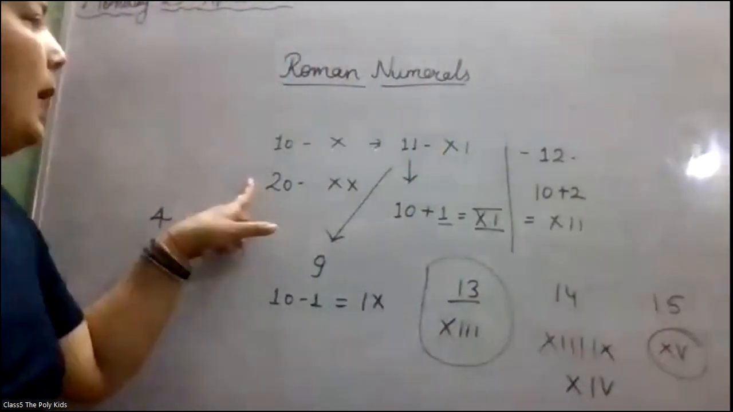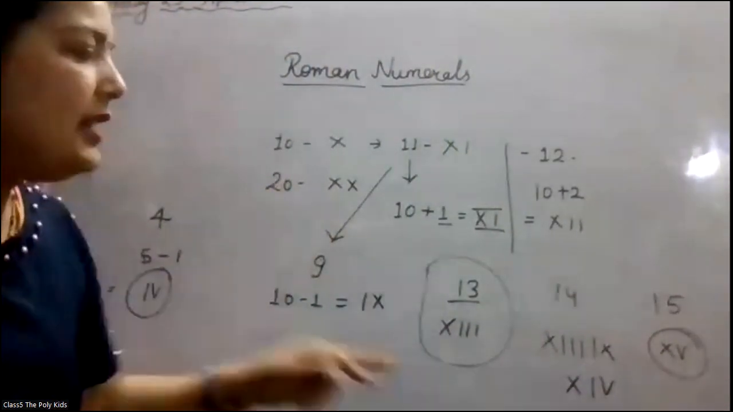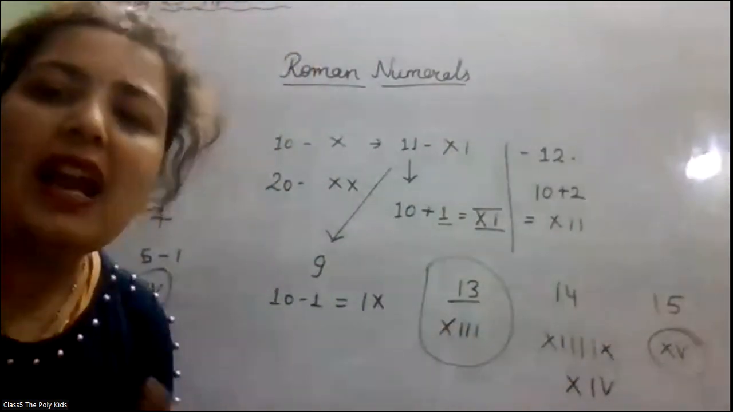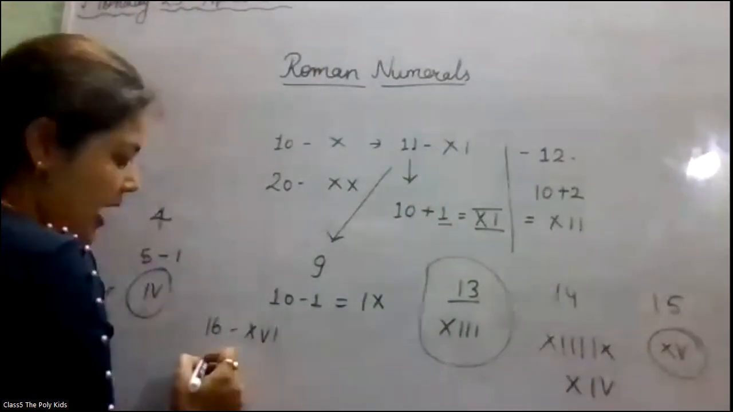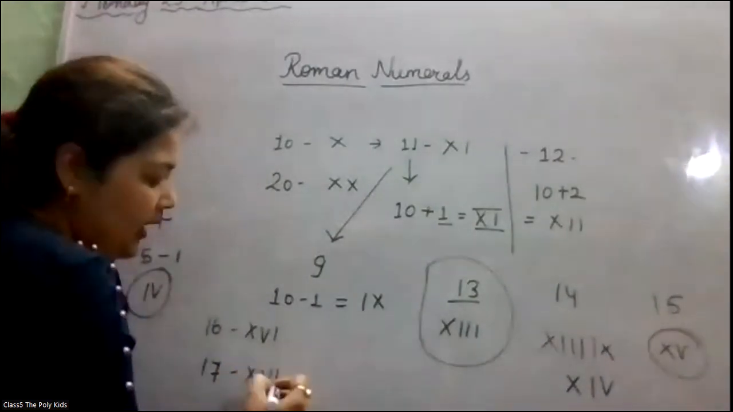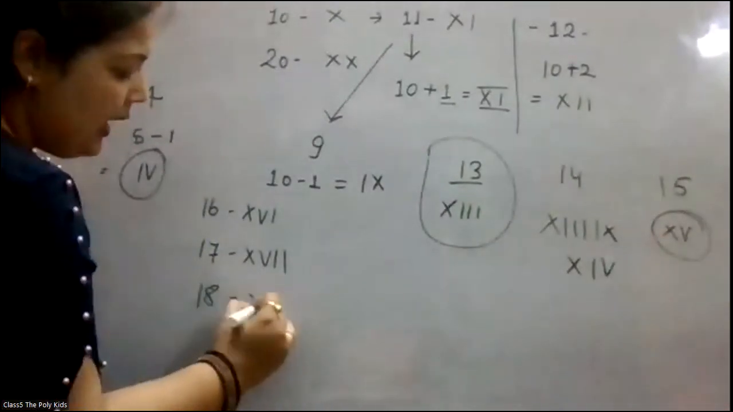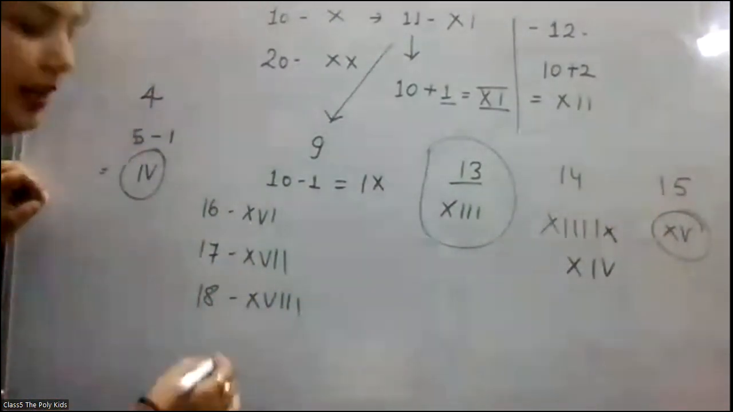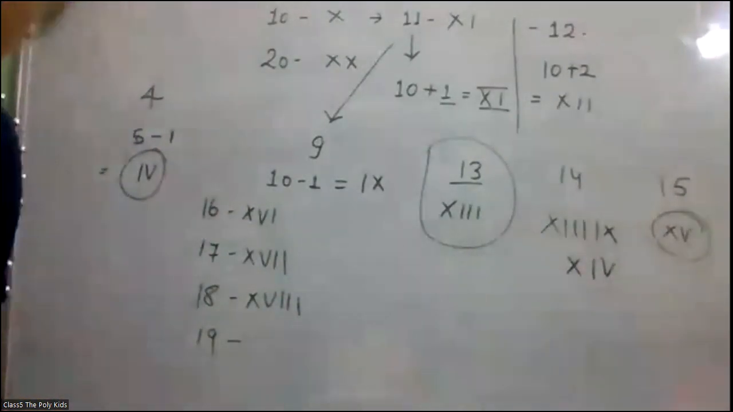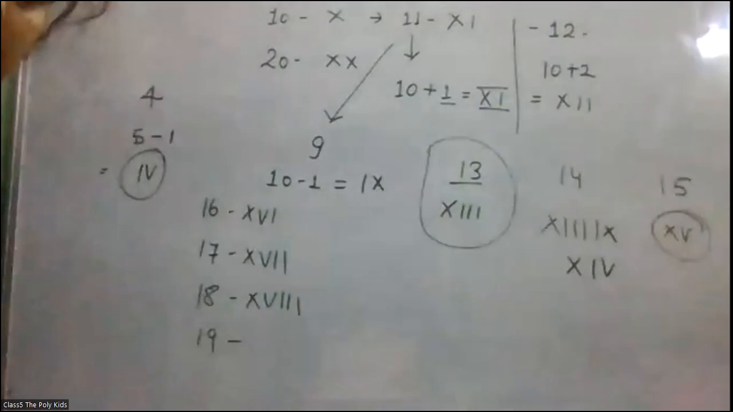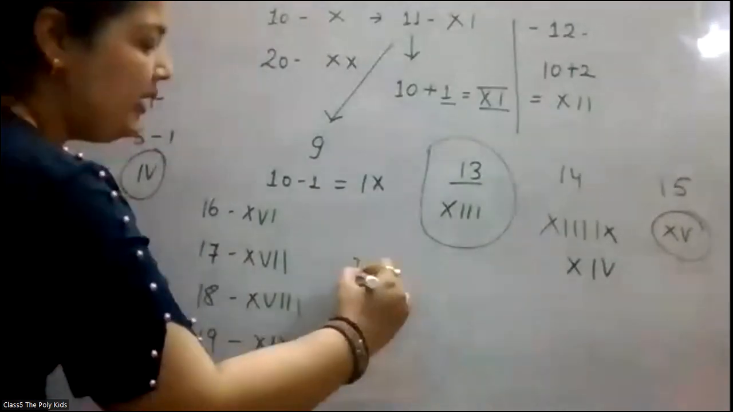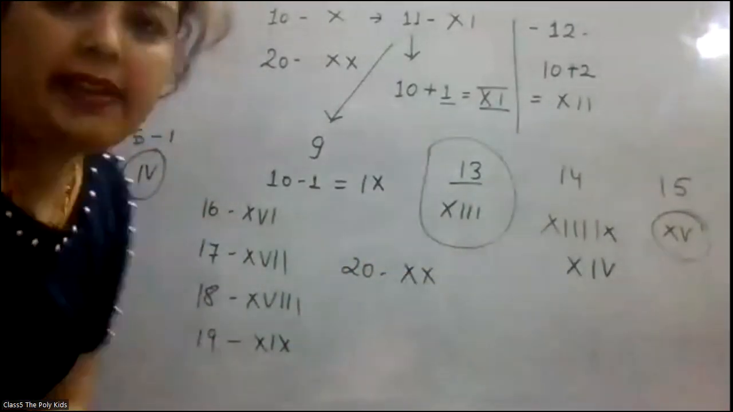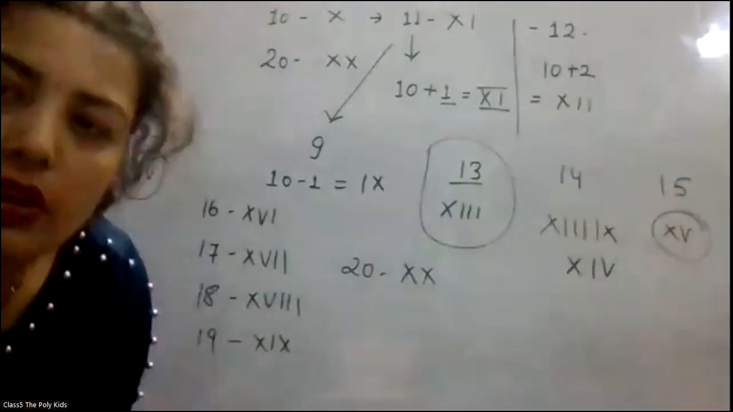Right. So for 16 it is XVI. Yes, ma'am, it will be XVI. For 17, it will be XVII. For 18, it will be XVIII. Ma'am, XIX for 19. Yes, XIX. And for 20, it is XX. Yes, very good.